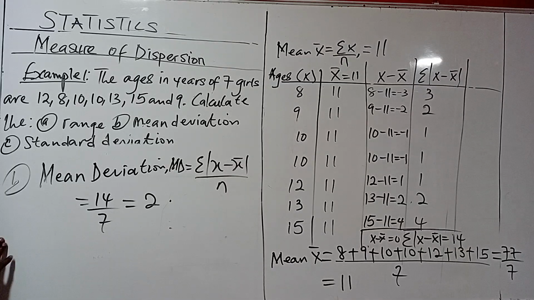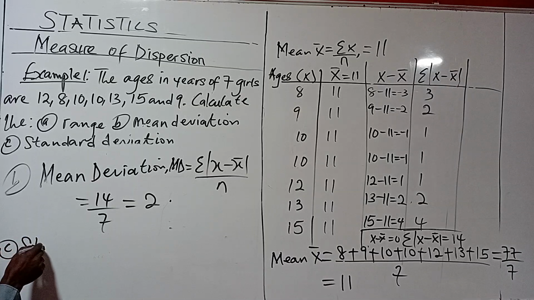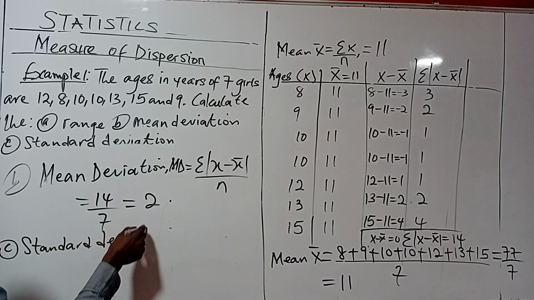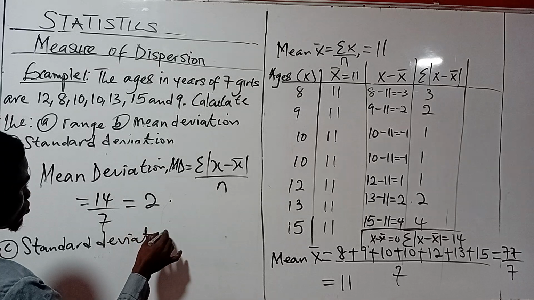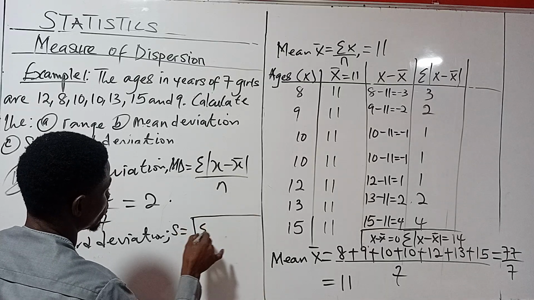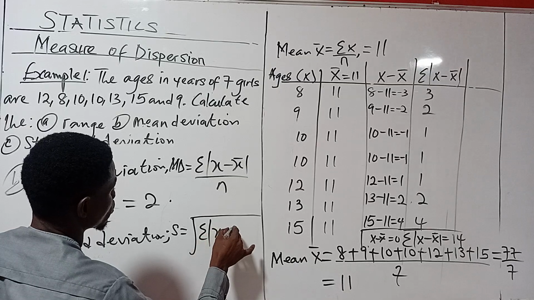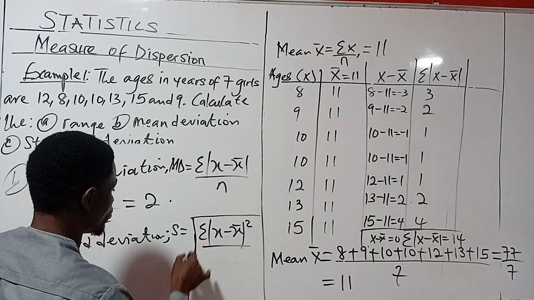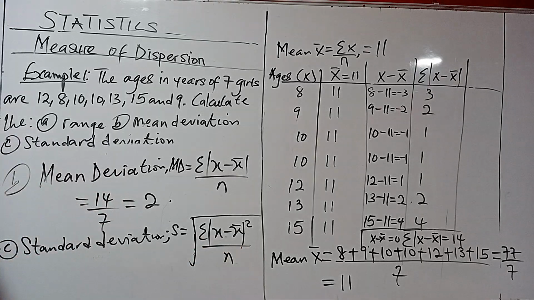The next one is what? To calculate the standard deviation. And what is standard deviation? Standard deviation is the square root of the summation of x minus x bar, squared, over n. That is, standard deviation is the square root of variance. Why, the variance is what? It is the square of the standard deviation.